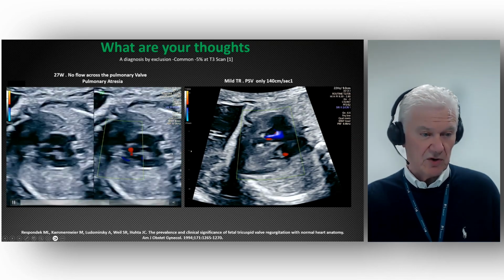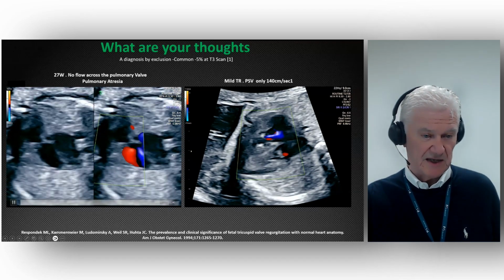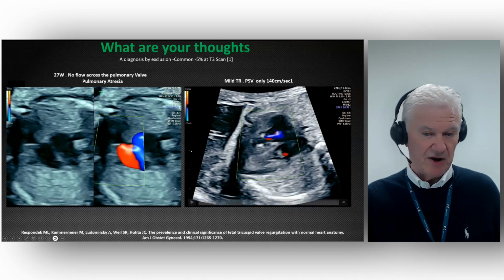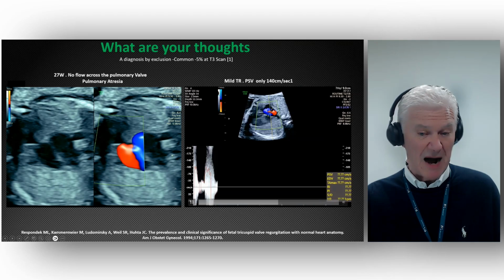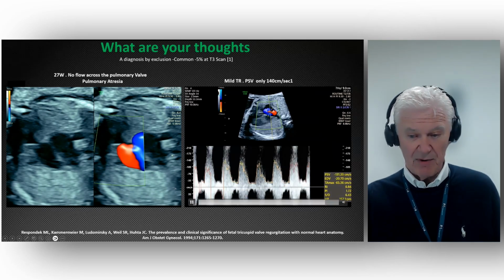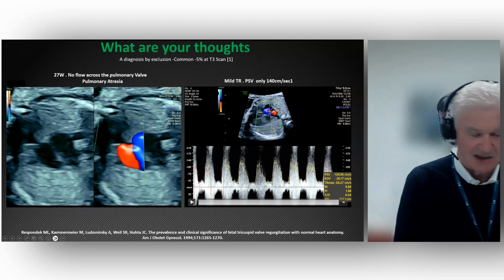There is no flow across this pulmonary artery. The pulmonary artery size looks fine, in reference to the aorta and SVC, but this baby has got pulmonary atresia. And when I look across the tricuspid valve, it's got really mild regurgitation. And when I look at the velocities across the tricuspid valve, it's only 130 centimeters a second.